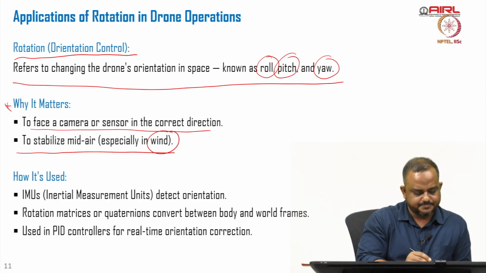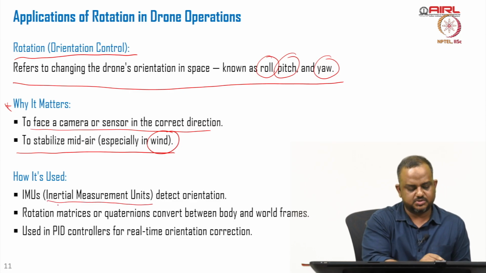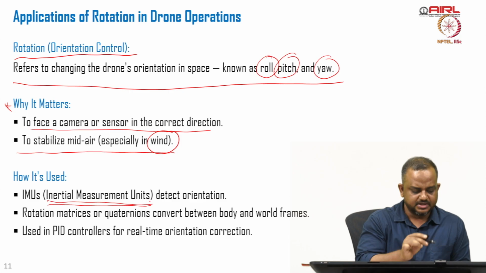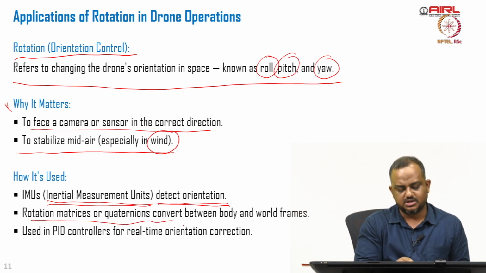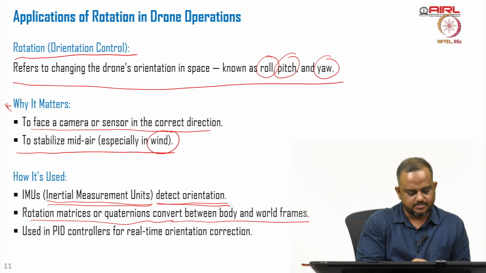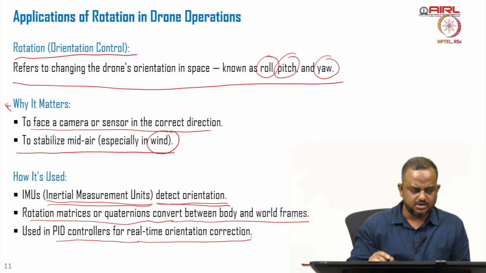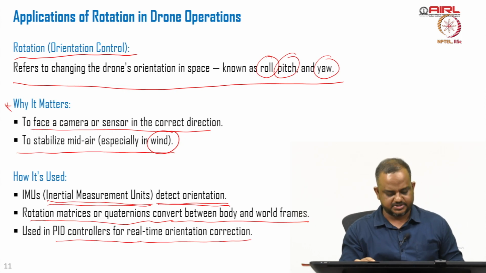Okay, how is it used? IMUs, that means inertial measurement units, which will be covered in the lectures on sensors. These IMUs first detect the orientation, then if the orientation needs to be changed, the rotation matrix or quaternions convert between the body and world frames, and then accordingly the orientation will be corrected by using some controllers in a real-time way. So these are the applications of rotation in drone operations.